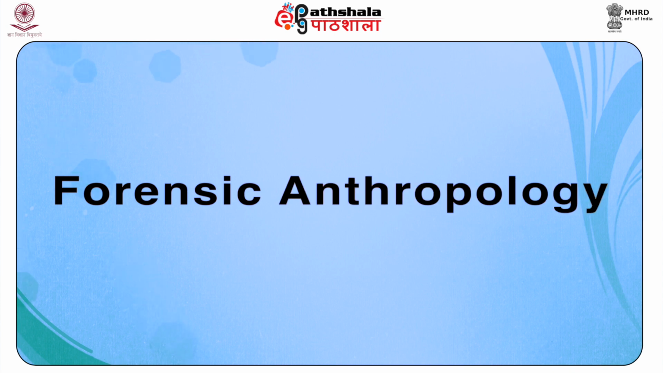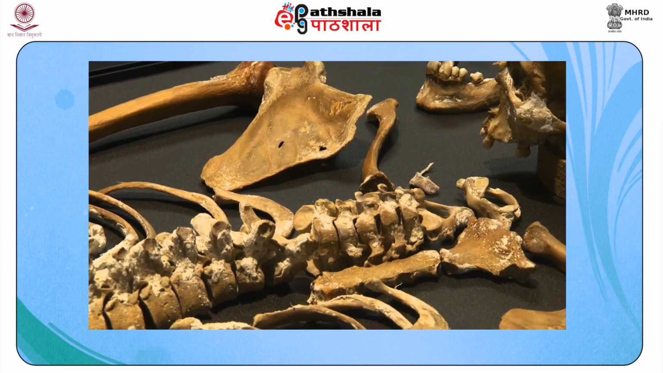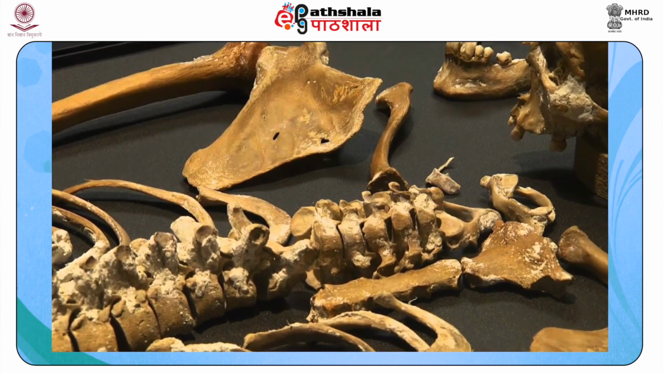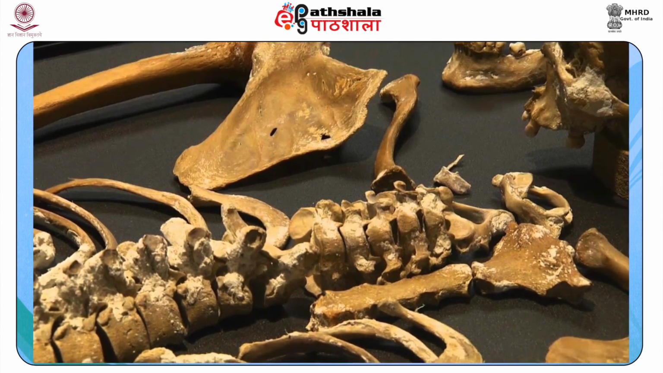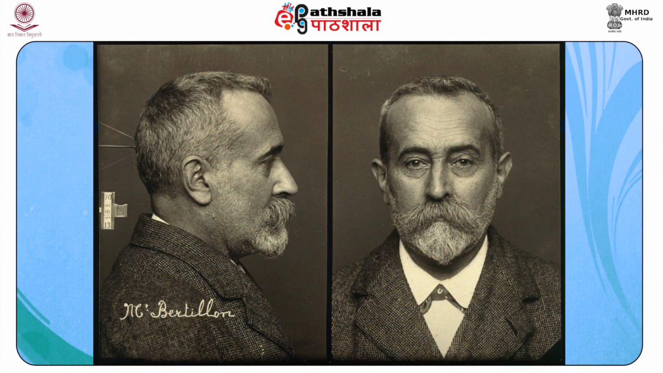Next is forensic anthropology. This branch of science is related to personal identification based on bodily remains, and its practitioners are known as physical anthropologists who are interested in handling forensic problems. A pioneer in this field, Alphonse Bertillon, was a French police officer who put to use the anthropological techniques of anthropometry in law enforcement, creating an identification system based solely on physical measurements.